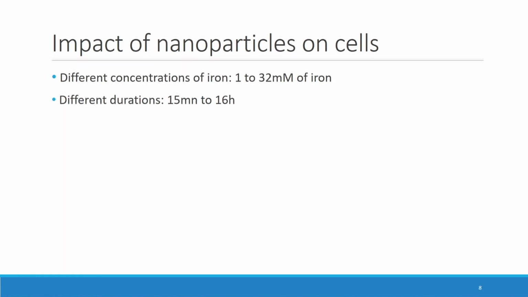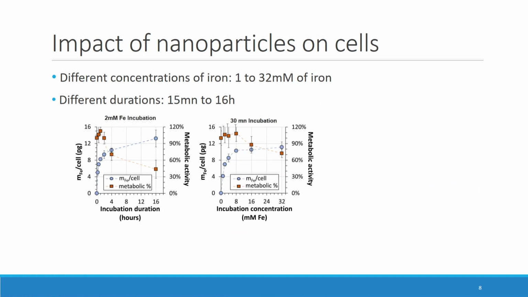And so the first part of my work was to optimize this amount of iron internalized. So we tried different concentrations of iron, and we also tried different durations. And we saw that we can have cells internalize up to 10 picograms of iron per cell with a single incubation, if you look at the curves in blue. But if we look at the metabolic activity in the curves in red, we can see that after these 10 picograms of iron, there seems to be an impact on the metabolic activity of the cells.